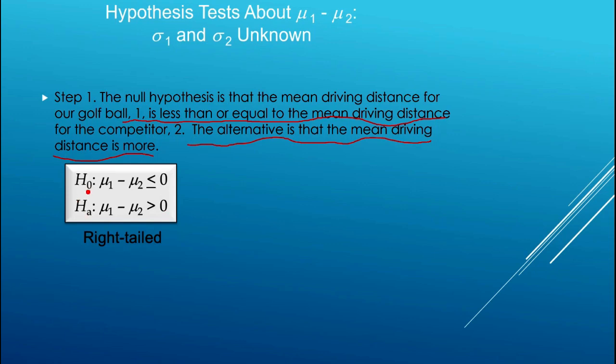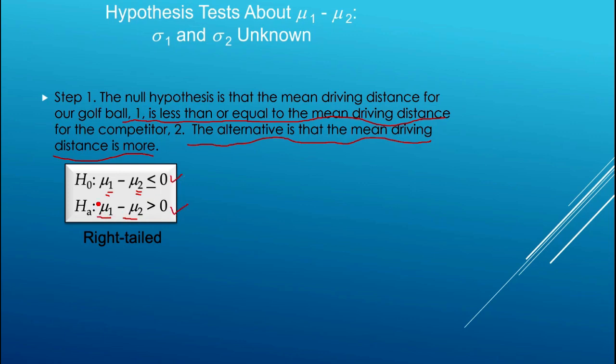So that implies a right-tailed test, of course, given that the first population is our golf balls and the second population is our competitors' golf balls. What we would like to show is that our golf ball has a driving distance that's greater on average than the competitors. In other words, mu1 is greater than mu2. That's what we'd like to show, so that's our alternative hypothesis.